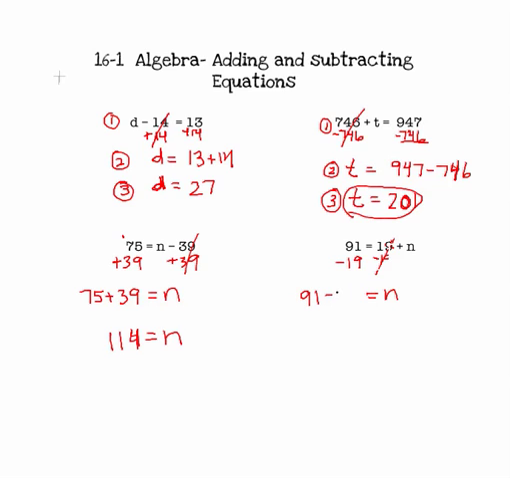91 take away 19. All right, so we just do the subtraction problem. 1 take away 9, I can't do that. I've got to borrow. So I'm going to borrow from the 9. That would leave me with 8. And 11 take away 9, 2. And 8 take away 1 would be 7. So my answer would be 72.